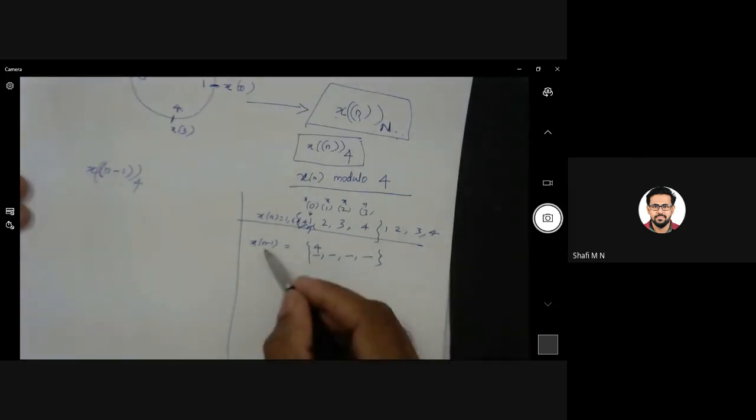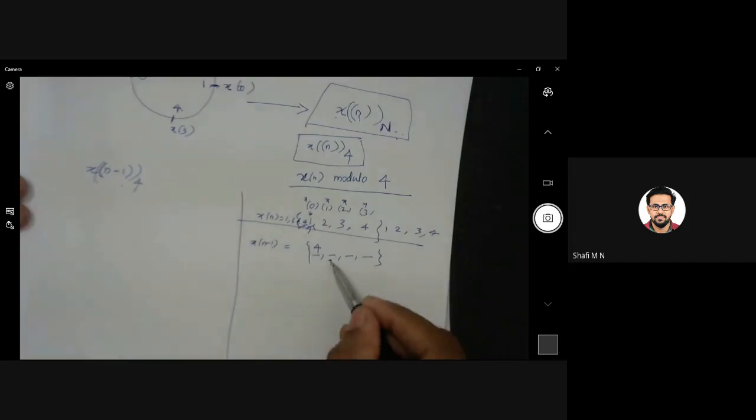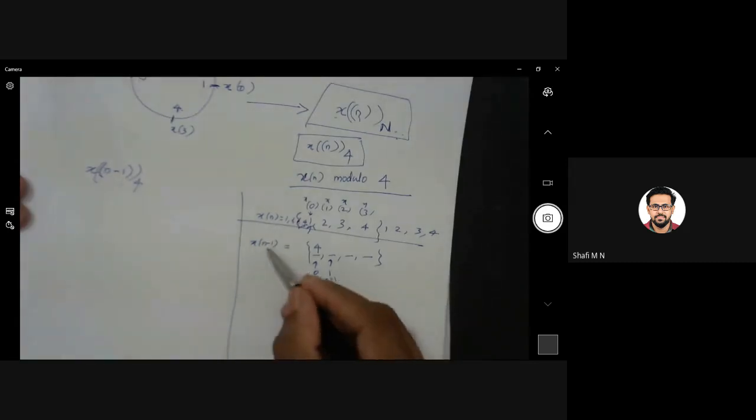Now you substitute n equal to the second sample. For this sample n equal to 1. This is n equal to 0, n equal to 1. Now substitute n equal to 1: x of 1 minus 1, which is x of 0. What is x of 0?